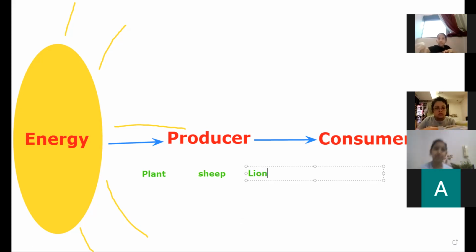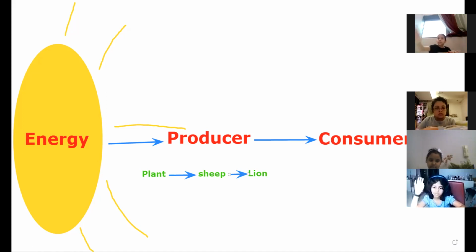But Miss, I have a question. Should we write it in the notebook right now? Yes, please, if you want. These are examples of food chains. Now, I need a longer food chain. This is a food chain of 3 stages. Can you do it with 4 stages?